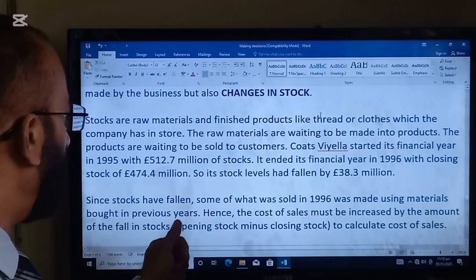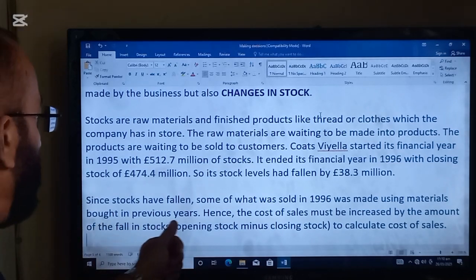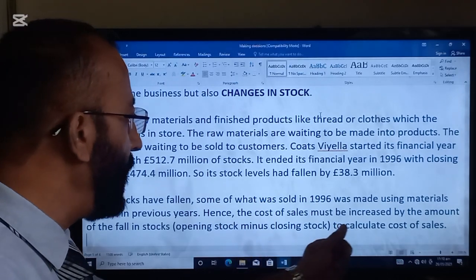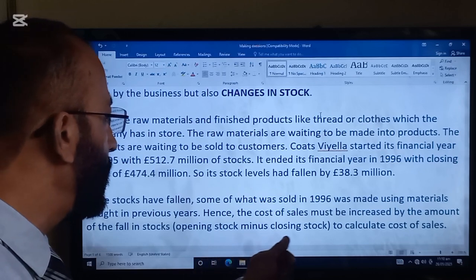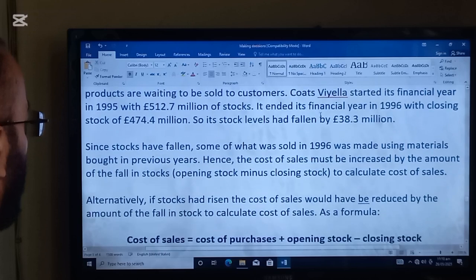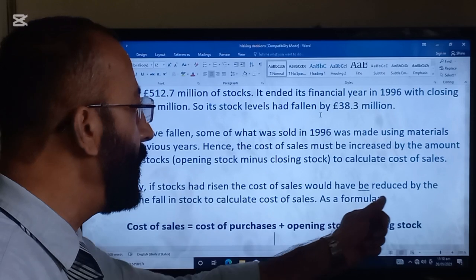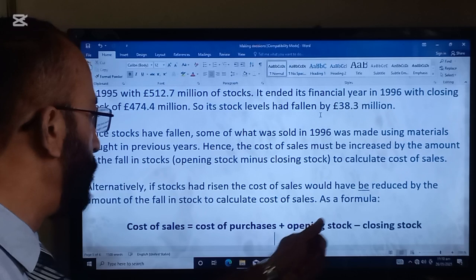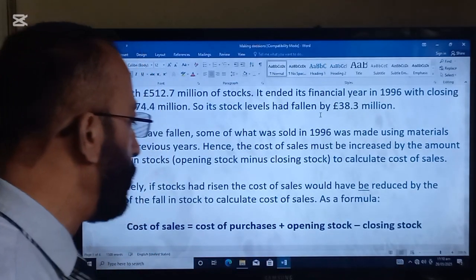Since stocks have fallen, some of what was sold in 1996 was made using materials bought in previous years. Hence, the cost of sales must be increased by the amount of the fall in the stocks, opening stock minus closing stock, to calculate the cost of sales. Alternatively, if stocks had risen, the cost of sales would have been reduced by the amount of the rise in stock. The formula is: cost of sales is equal to cost of purchases plus opening stock minus closing stock.